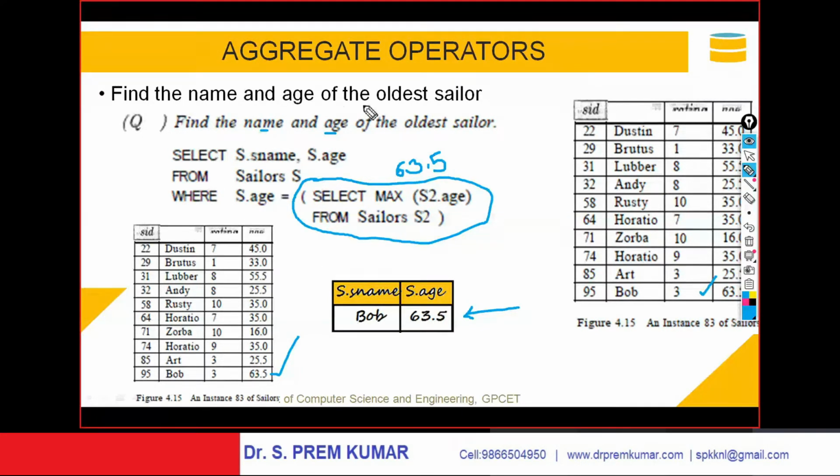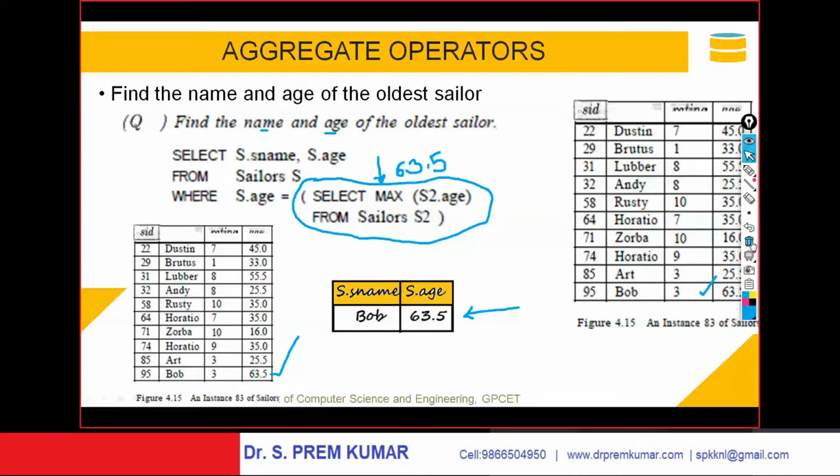The question is: name and age of the oldest sailor, the sailor with maximum age. I want the name and age of the sailor with maximum age. I am finding the maximum age, and now I am extracting the name and age of the sailor whose age is equal to the maximum age. This 63.5 is nothing but the maximum age. His name and age are being extracted, so you got Bob, 63.5.